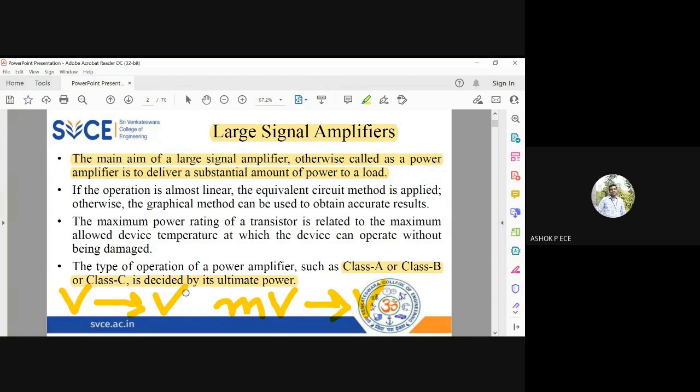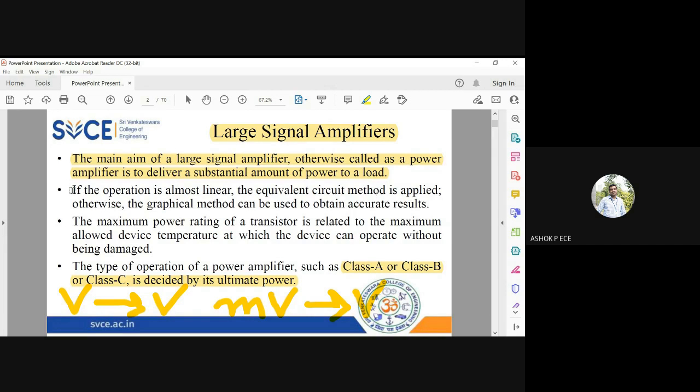Power is V squared by R, so the power will be very, very large. But in a conventional small signal amplifier, the power will be in the order of milliwatts or watts only, because the output voltage will be in the order of volts only. In large signal amplifiers, the power will be in the order of hundreds of kilowatts. So the transistor is going to deliver an enormous amount of power at the collector end. If I want to transfer that power directly into my load, I am going to go for large signal amplifiers.